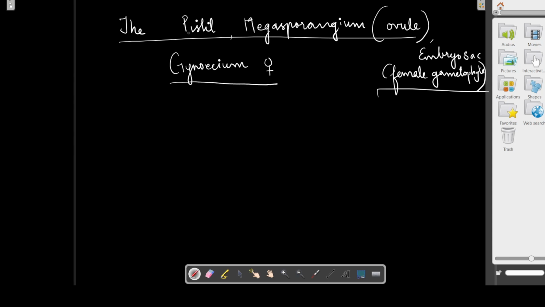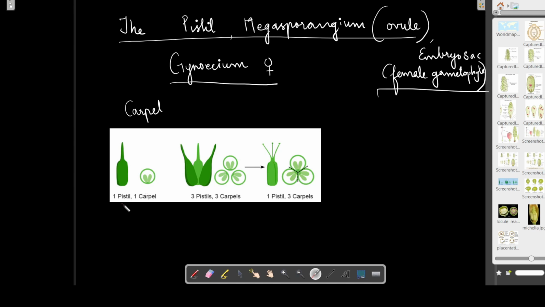The female reproductive part is otherwise called the pistil. You might have come across the term pistil. Also, you might have come across the term carpel. So we must know what is the difference between pistil and carpel, or what they signify. In this figure, you can see this as a pistil and this they have shown as the carpel.